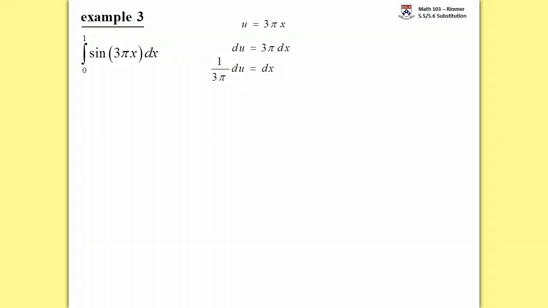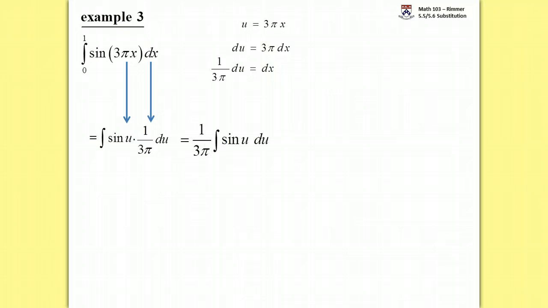And so the integrand becomes sine of u, and dx becomes 1 over 3 pi du. And we're integrating that instead. The point being is it's a simpler integral that we can do. And so I like to take the constants and pull them outside. So I'm going to take this 1 over 3 pi and pull it to the outside. And now I can just focus on the sine of u and find the antiderivative of the sine of u.